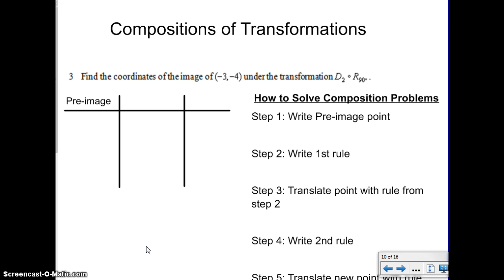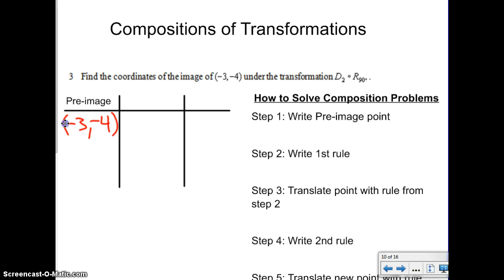So here we go. First problem. Find the coordinates of the image, -3, -4, under the transformation dilation of 2 and a rotation of 90 degrees. Well, first, we have to write our pre-image. That's where we always start. So the pre-image is the first point, remember, -3, -4.